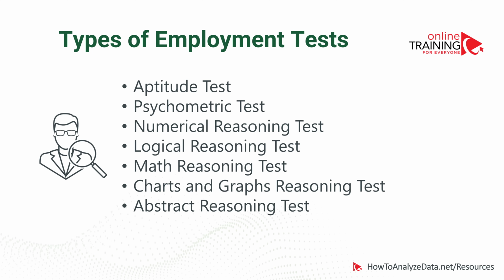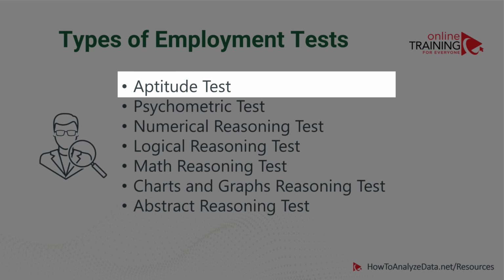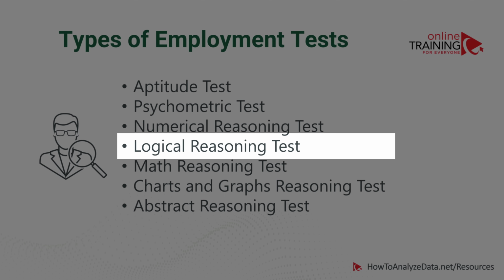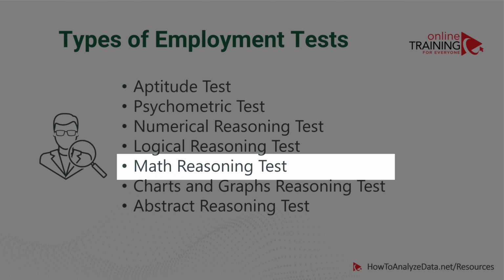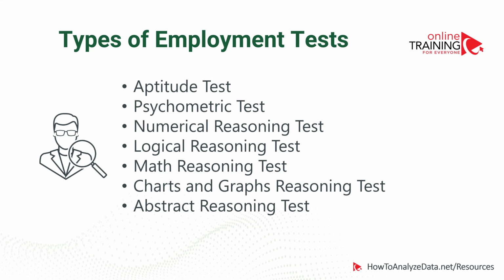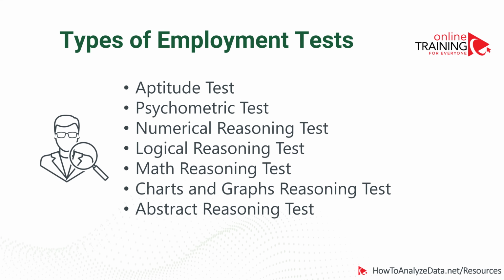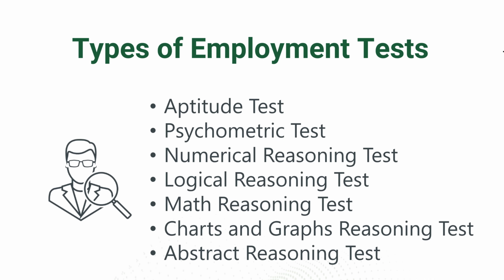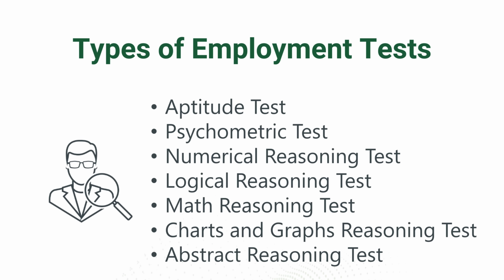There are a variety of different tests you can get when applying for a job. For example, aptitude test, psychometric test, numerical reasoning test, logical reasoning test, math reasoning test, graphs and charts reasoning test, abstract reasoning test, and a lot of others. In this video, I will share with you sample test questions and answers from all different tests that you can get when applying for a job.